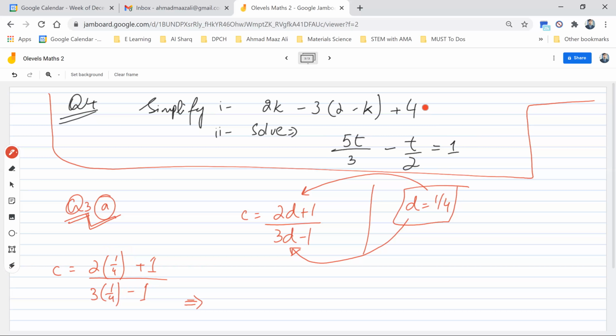2 over 4, 2 over 4. Okay, let's do it. 2 over 4 minus 1, and then we have 3 over 4 minus 1. Oh, it's 2 over 4 plus 1 and 3 over 4 minus 1, plus 1, right? So what is the value of 2 over 4?